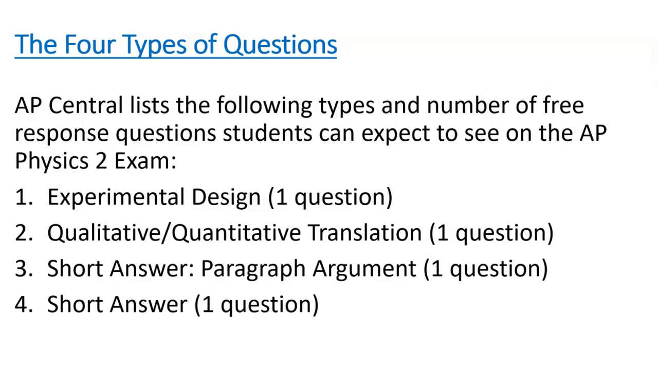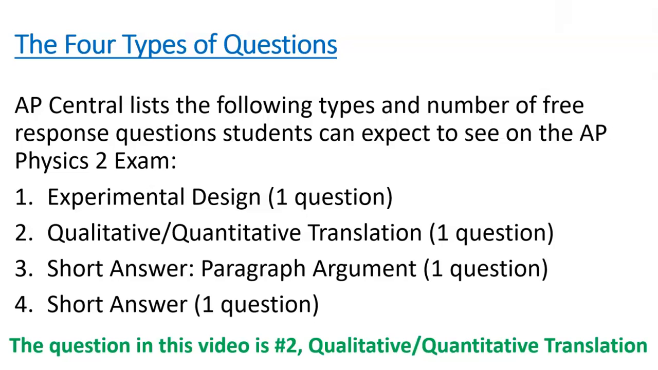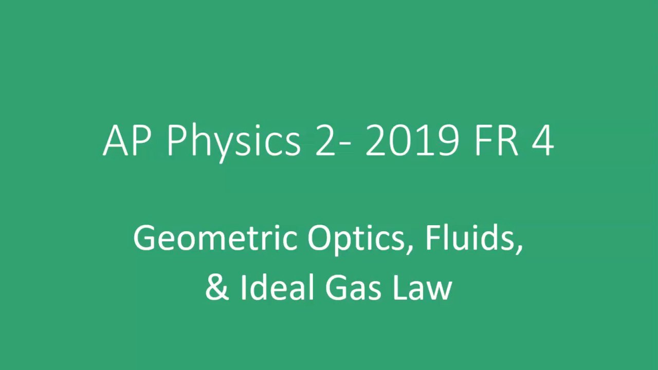The questions students can expect to see on the AP Physics 2 exam include 1 on experimental design, 1 on qualitative to quantitative translation, 1 paragraph length response or paragraph argument, and 1 short answer. The question in this video is type number 2, qualitative to quantitative translation. We'll be taking a look at AP Physics 2 2019 question number 4, which tested geometric optics, fluids, and the ideal gas law.